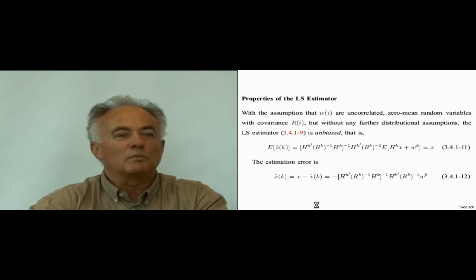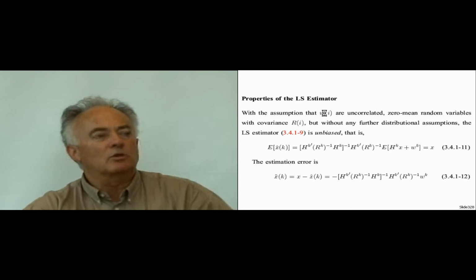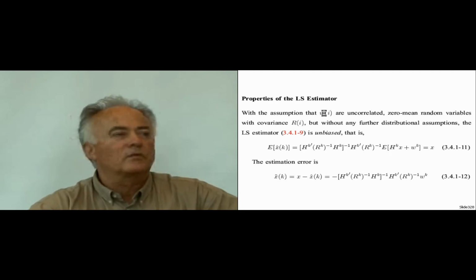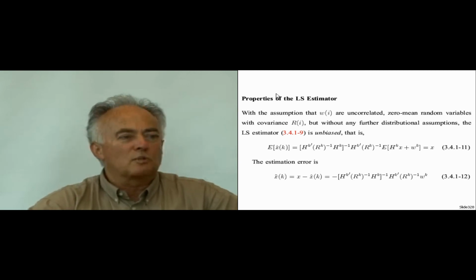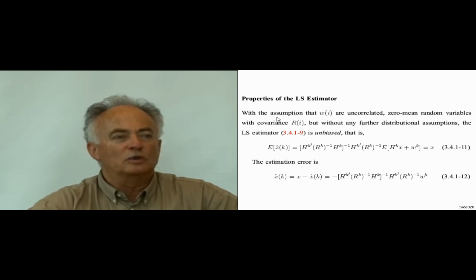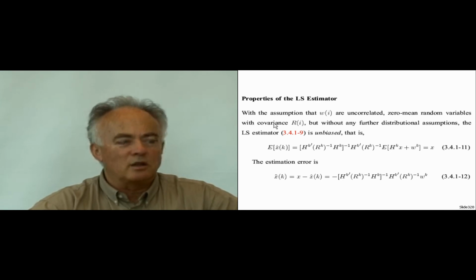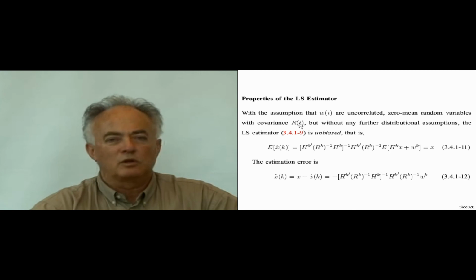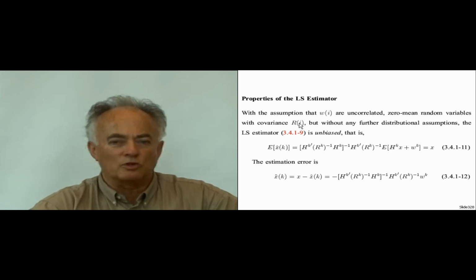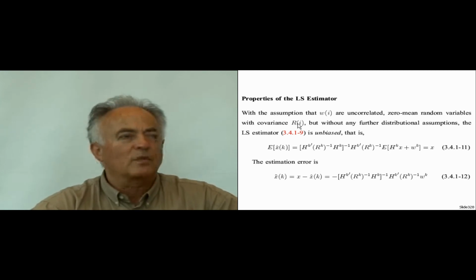Now, some of the properties of the least squares estimator we will study with the batch form because it's easy to see its properties, and later we'll go to the recursive version. So we have the assumption that the w_i are uncorrelated zero mean random variables with covariance R_i. These are assumptions we'll make, no distributional assumptions. We will not assume that they are Gaussian. The first observation is that the least squares estimator is unbiased.